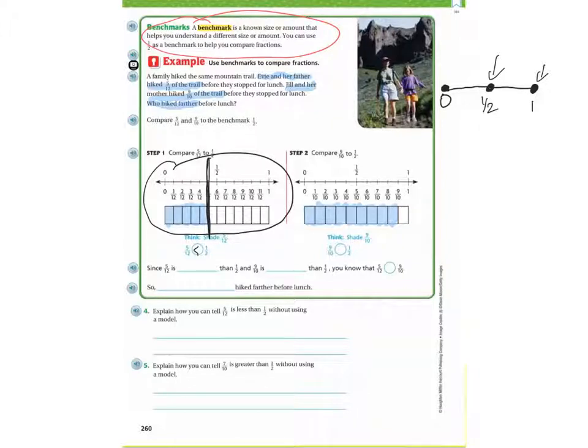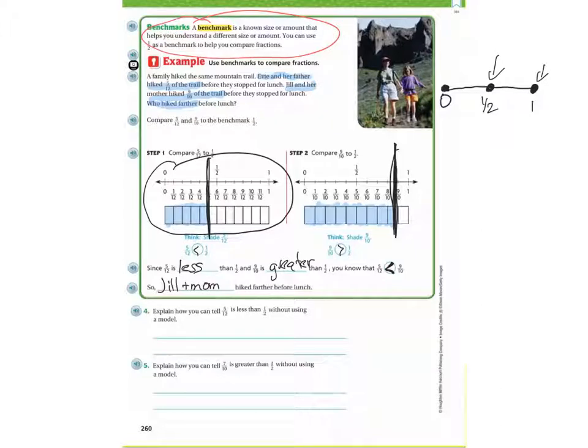What about 9/10? Here's my 9/10 right here. Is that greater than or less than 1/2? Oh, that's greater than by like a lot. So this is where we start to use benchmarks, right? We're comparing everything to halves. So since 5/12 is less than 1/2 and 9/10 is greater than 1/2, you know that 9/10 is greater than 5/12. So Jill and Mom hiked further before lunch.